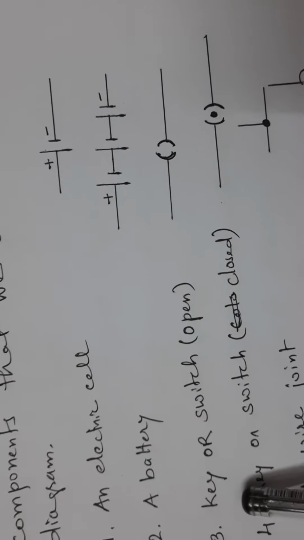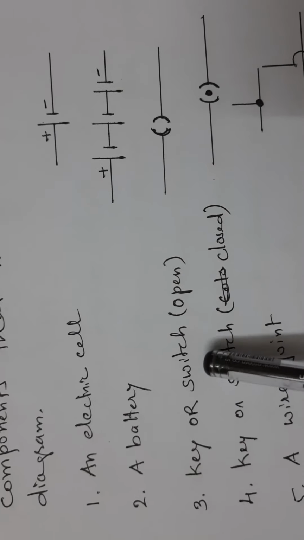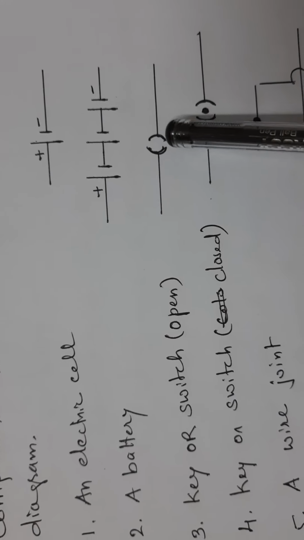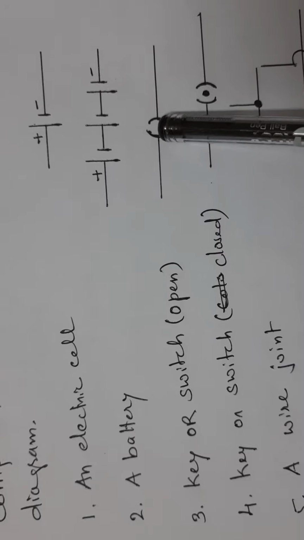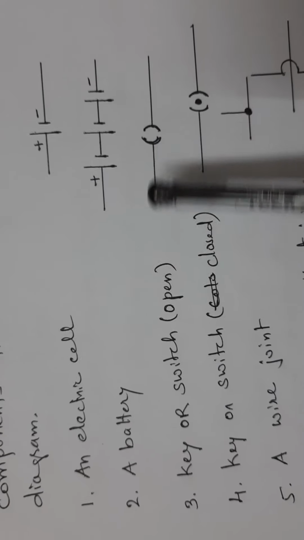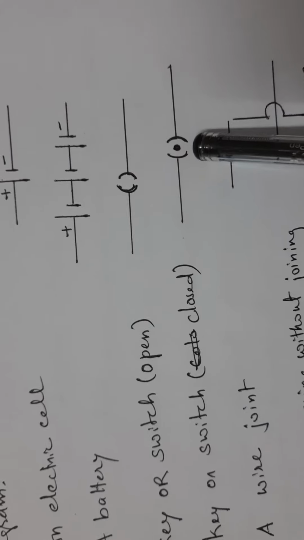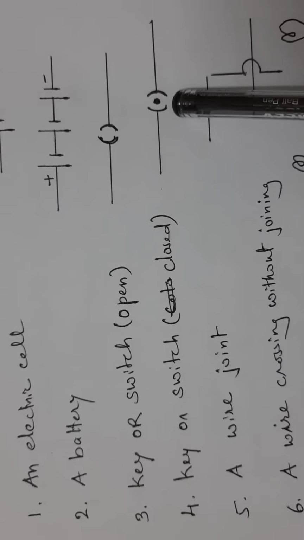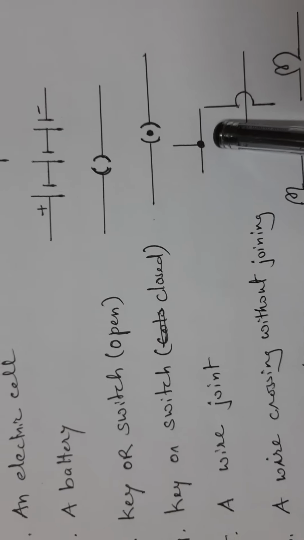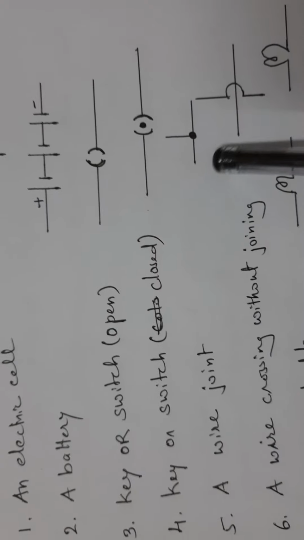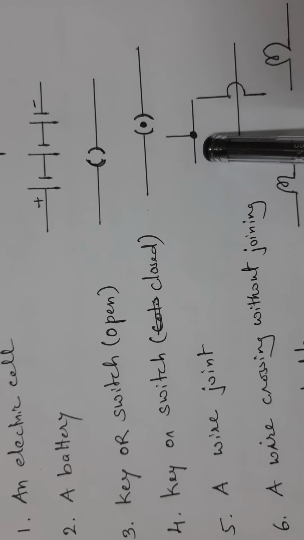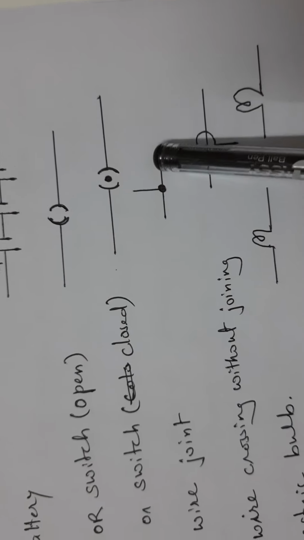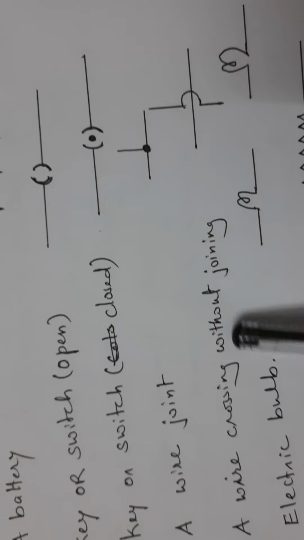Then this third one is a key, what we call a switch. Here we do not put a dot, that means this is an open key. The switch is not inserted, or right now the current is not flowing through. So it is open. In the second one, we put a dot in, that means the key is inserted. The switch is on. The next is a wire joint. When we show this manner of join, that means two wires have been joined. Whereas in the next one, it is not joining. Two lines are going, but they are not interconnected. So it is wire crossing without joining.